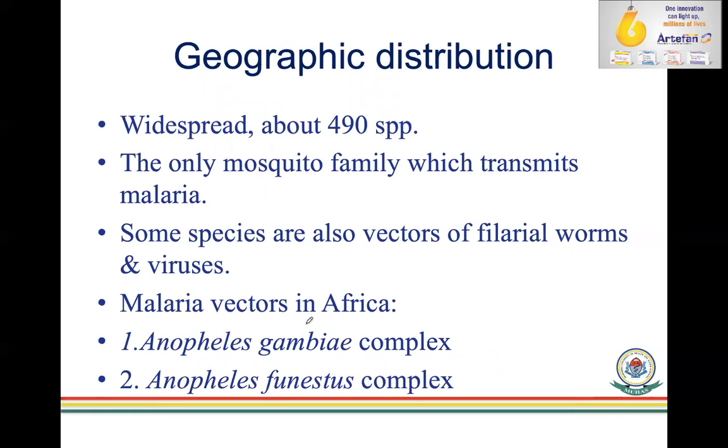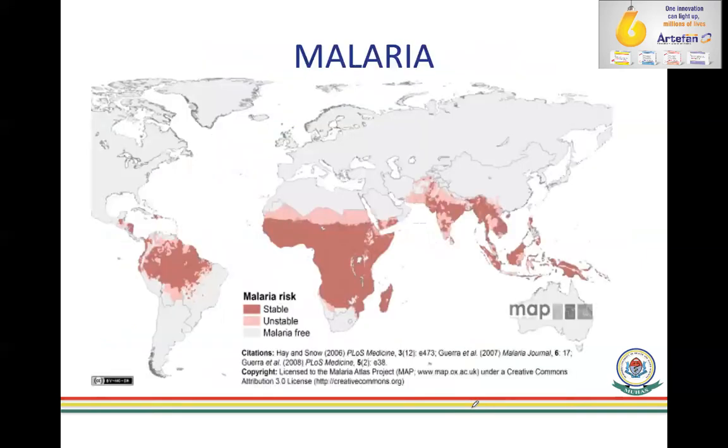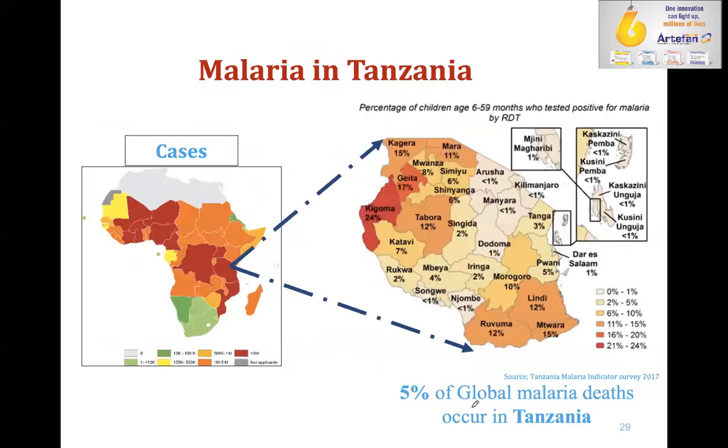Again, the geographical distribution is widespread, more than 450 to 490 species, but the only mosquito family which transmits malaria is Anophelines, and then there are different complexes, as we've mentioned. All right, so the remaining slides are mainly just the geographical distribution of these different species and malaria in Tanzania. This is what, in terms of epidemiology, we have, according to the malaria indicator survey.